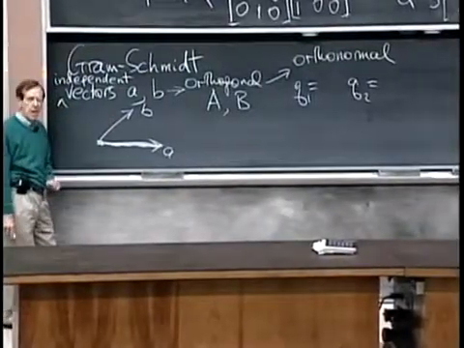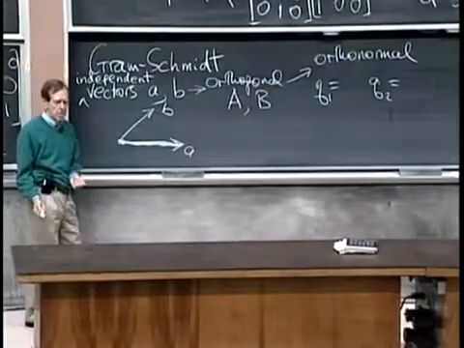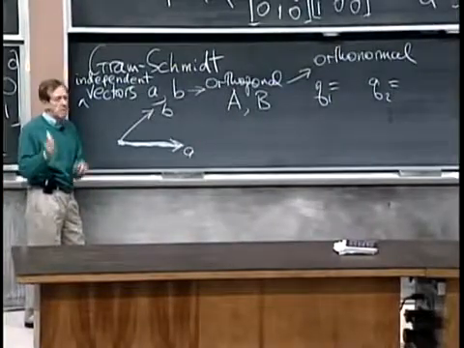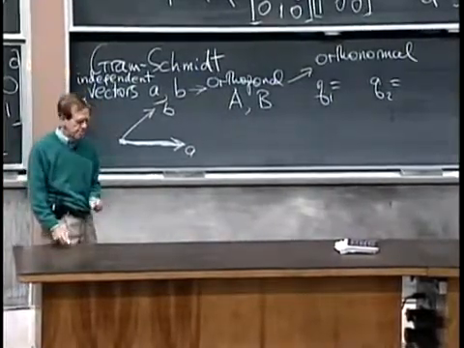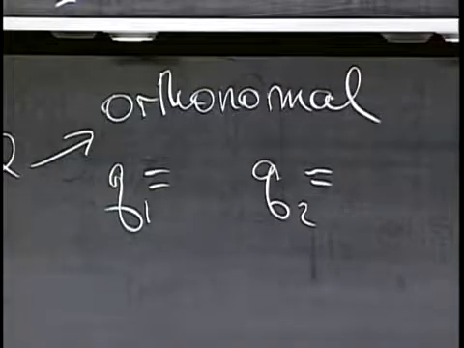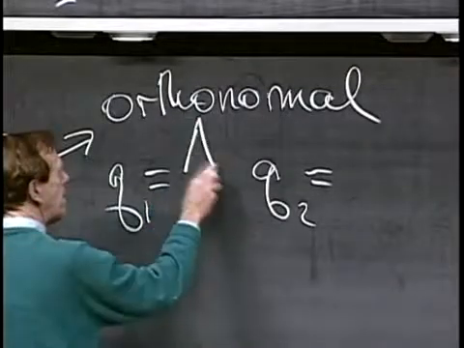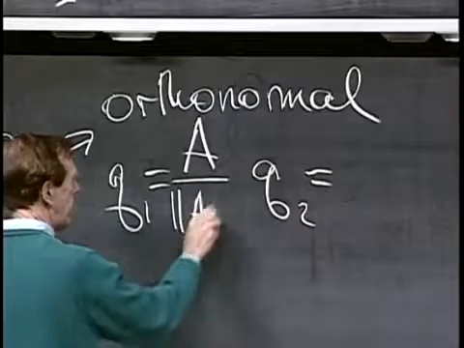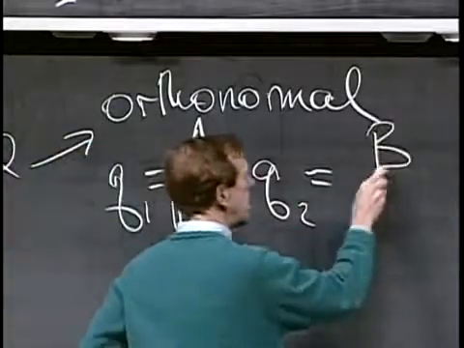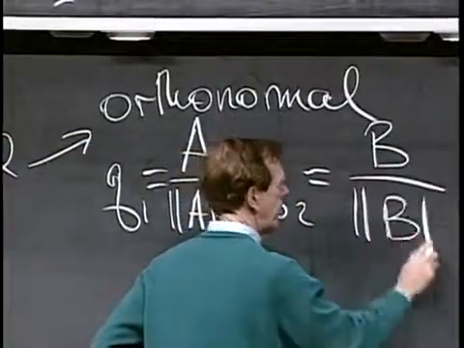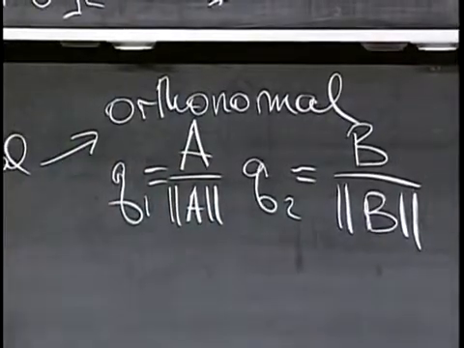Once I've got A and B orthogonal, well, look, it's no big deal. Maybe that's what Schmidt did. Brilliant Schmidt thought, okay, divide by the length. All right, that's Schmidt's contribution.